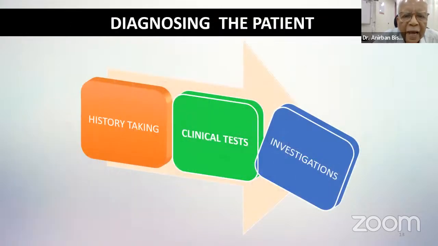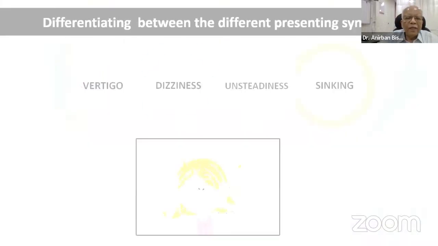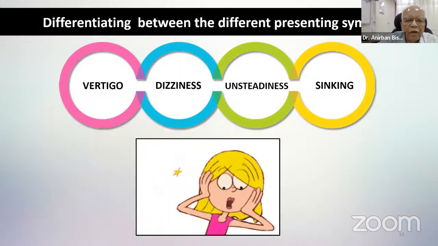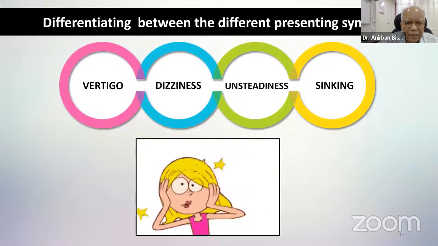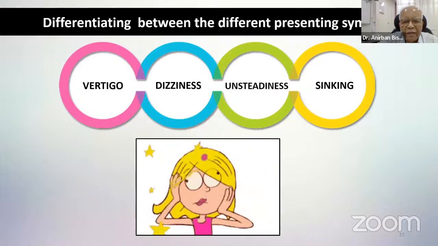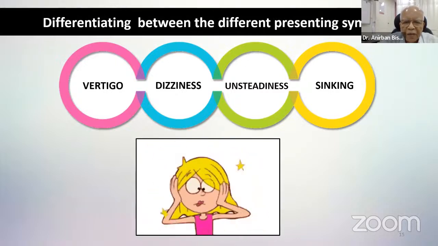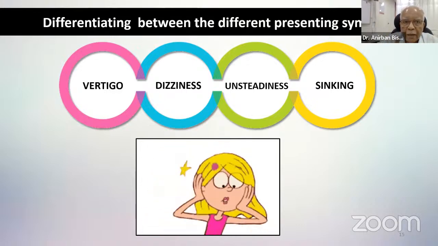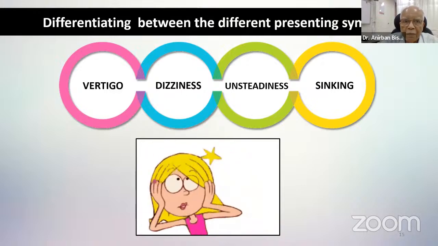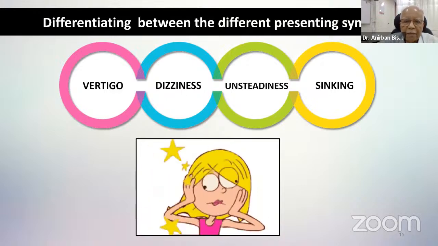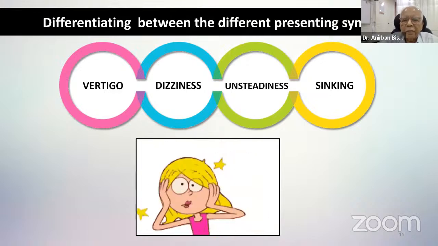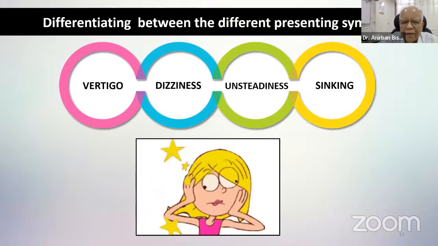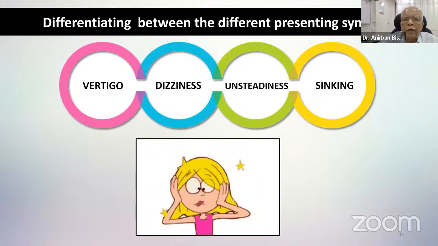Then once this is done, diagnosing the patient is done by history taking, by the clinical test and investigations. What is the history taking? First you will have to distinguish whether it's vertigo, that is head spinning, or dizziness, where the patient feels that he is stable but the surroundings are not very stable. Dizziness is defined as spatial disorientation.